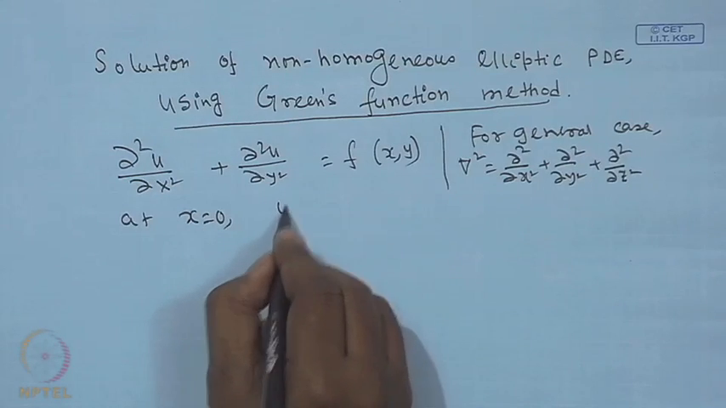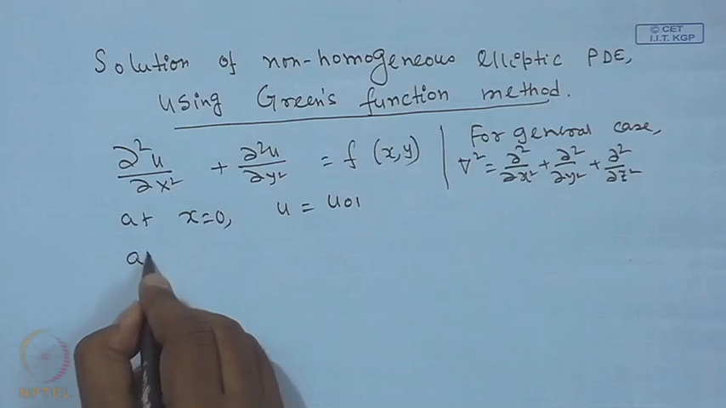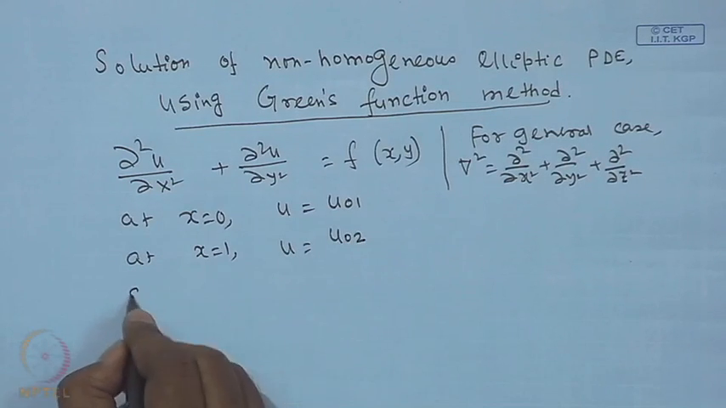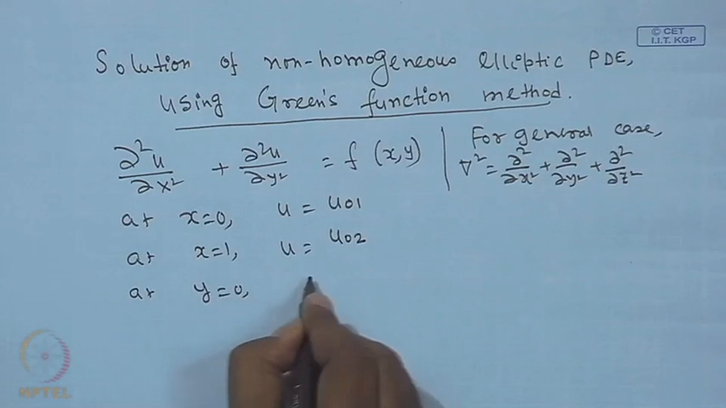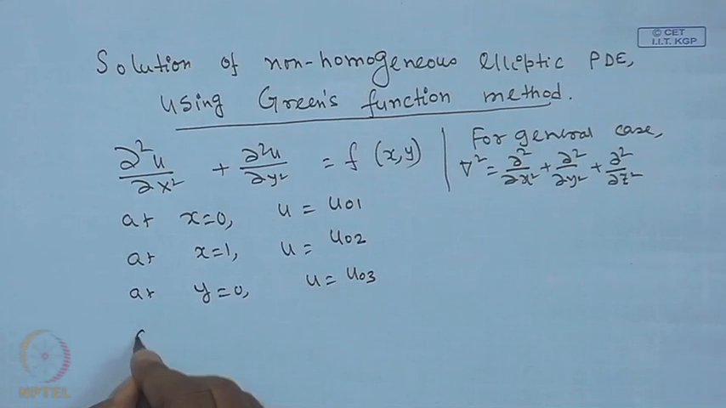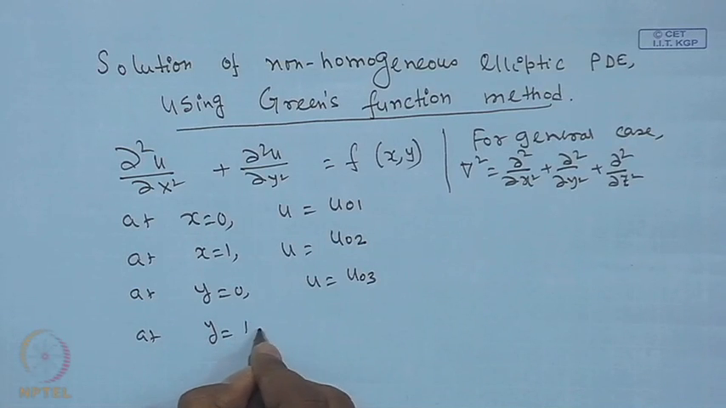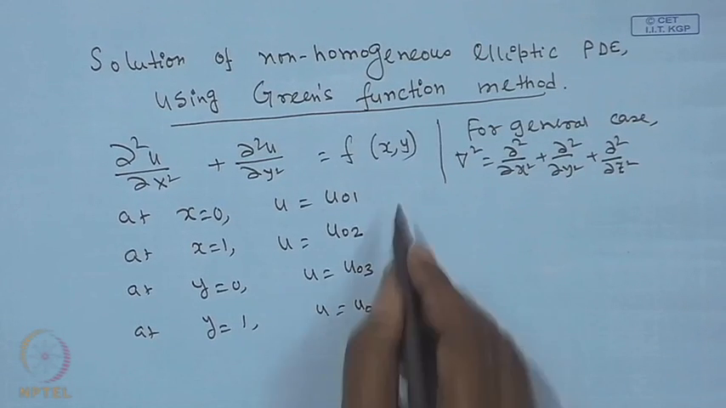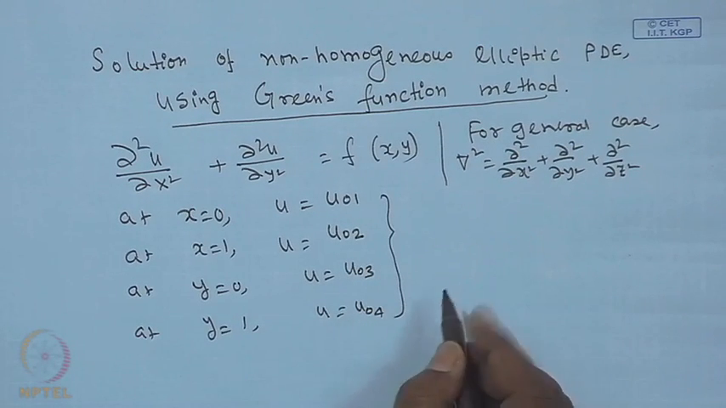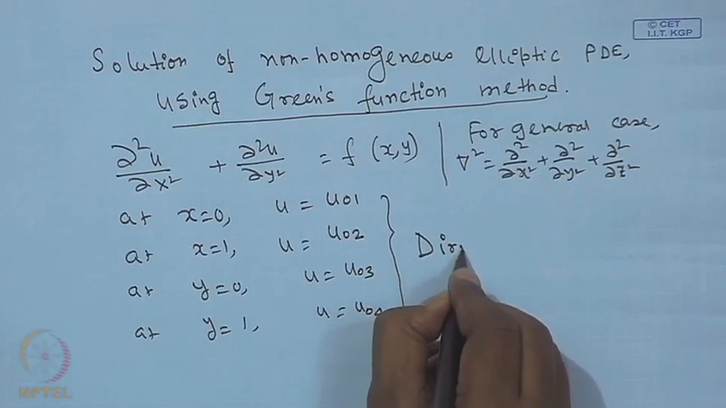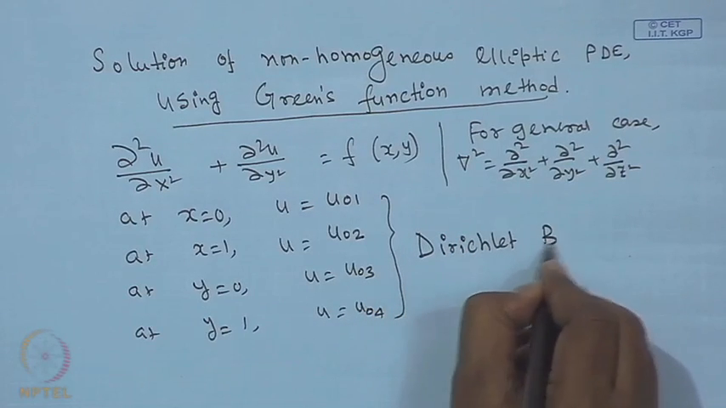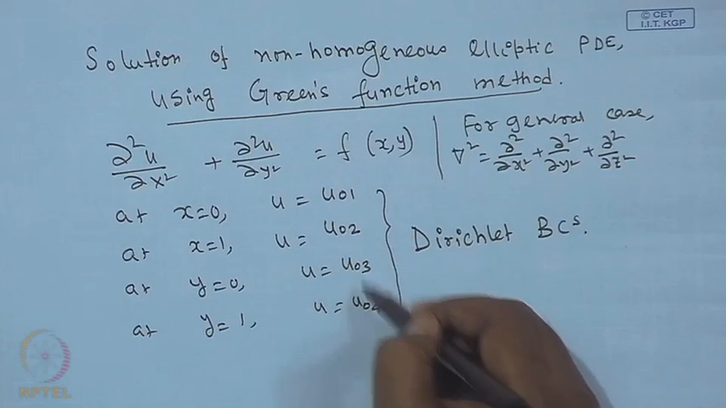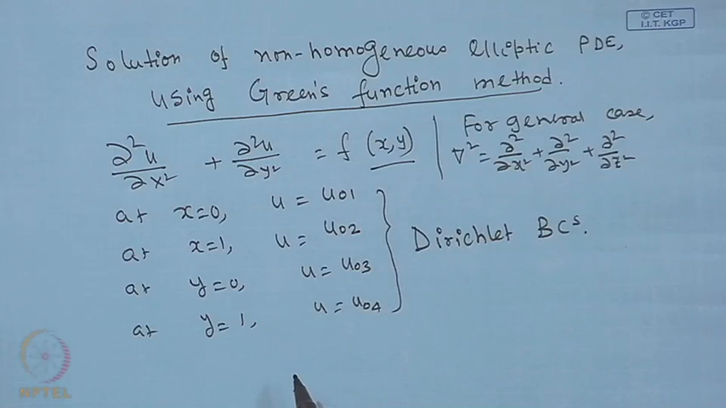So, there are four boundaries. At x equal to 0, u is equal to u01, at x equal to 1, u is equal to u02, at y equal to 0, u is equal to u03, and at y equal to 1, u is equal to u04. So, there are 4 sources of non-homogeneity and we have considered differential boundary conditions on all these 4 boundaries.